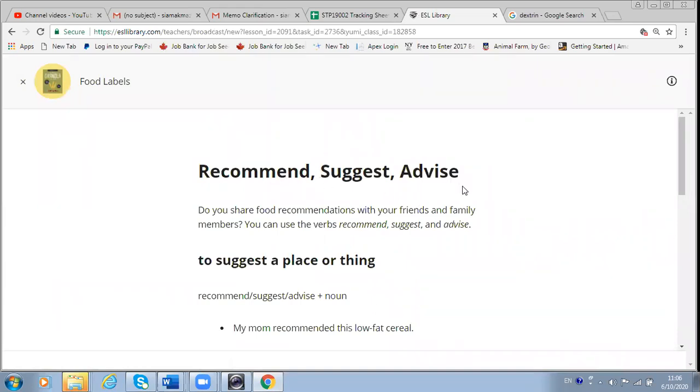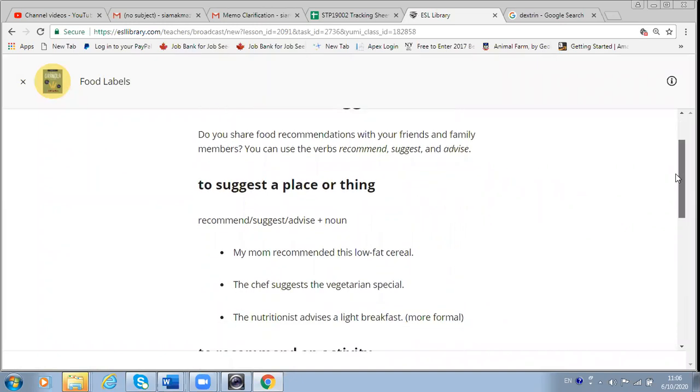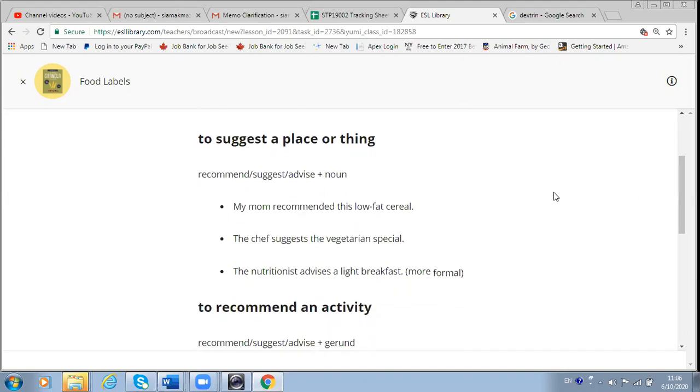Recommend, suggest, and advise. Remember, we talked about them before, but now we are talking about another point of view for these recommendations or suggestions. Do you share food recommendations with your friends and family members? You can use the verbs recommend, suggest, and advise. To suggest a place or thing, we can say recommend, suggest, advise, plus a noun. So this is the first use. We can use these verbs plus a noun or plus an object.